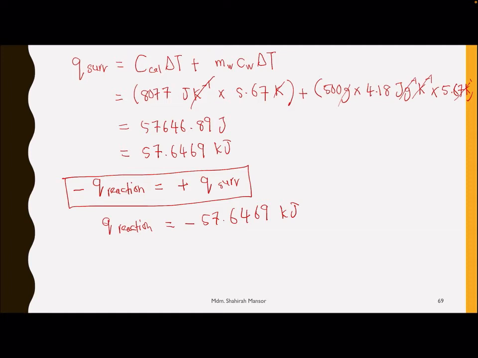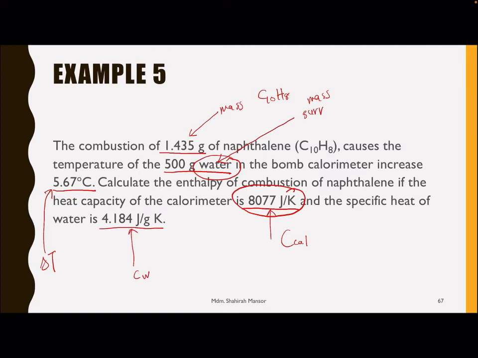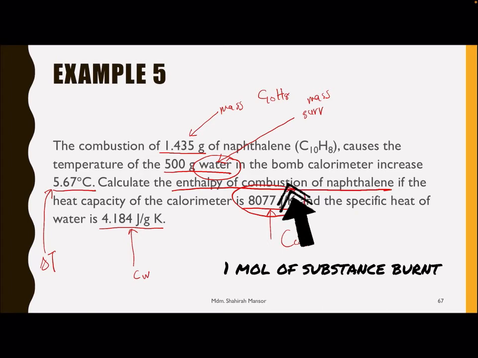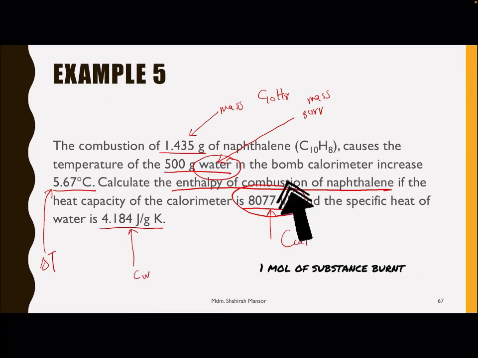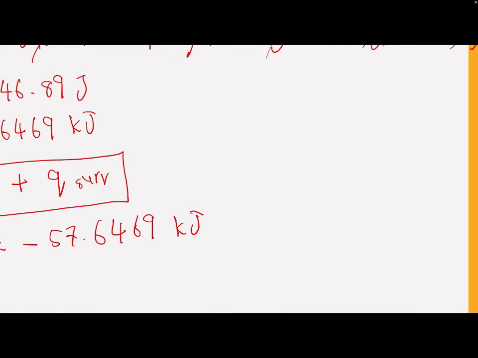Okay, let's go back to the question. The question asks you to find the enthalpy of combustion of naphthalene. So let's recall the definition of enthalpy of combustion. Enthalpy of combustion refers to 1 mole of naphthalene burnt in excess oxygen. But now in the question, we have 1.435 gram of naphthalene. Is this 1.435 gram of naphthalene equal to 1 mole? We are not really sure about that, so let's calculate the number of moles of the naphthalene first.